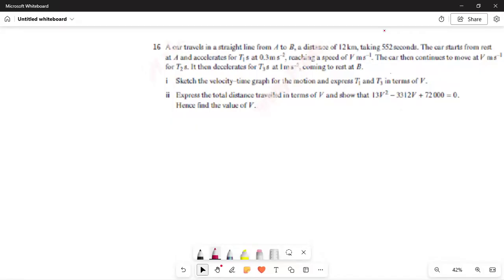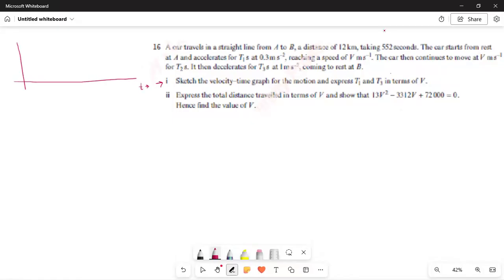Okay, a car travels in a straight line from point A to B, a distance of 12 kilometers, taking so many seconds. The car starts at rest at A and accelerates. For the first part of this problem, we have to make the velocity-time graph. So it is something like this. Okay, this is the time axis.